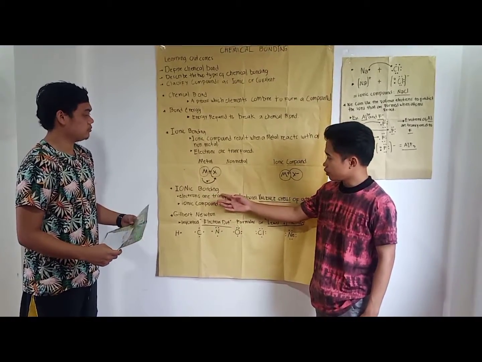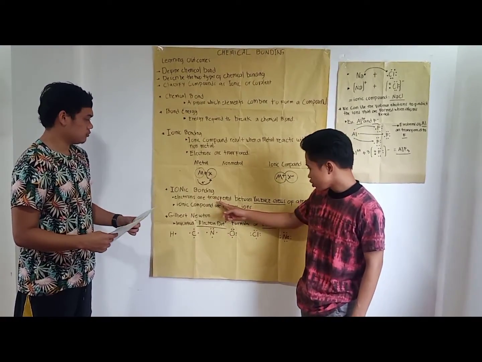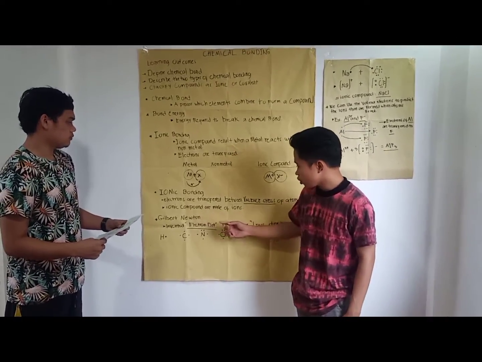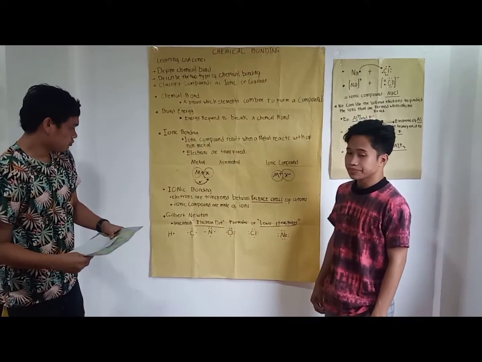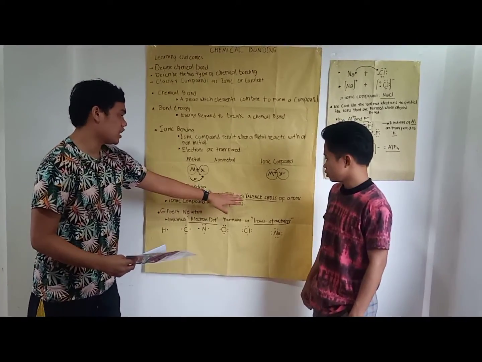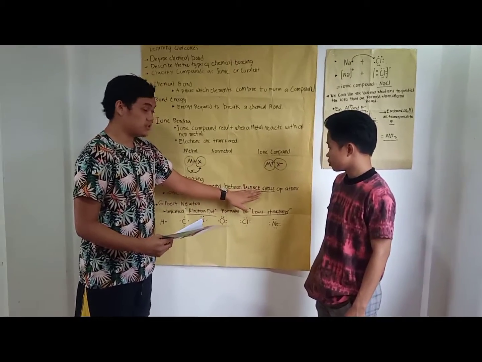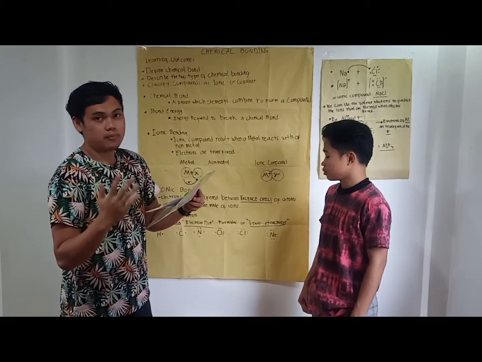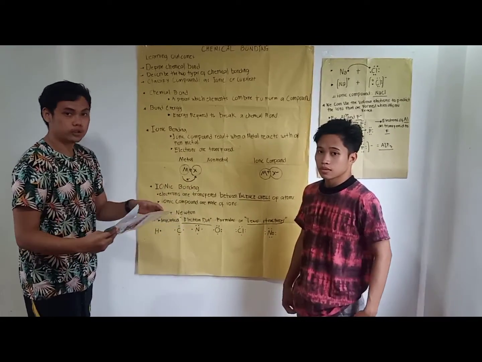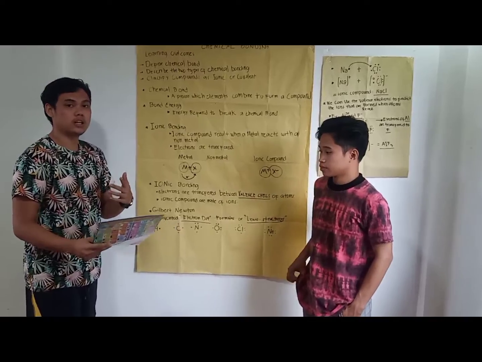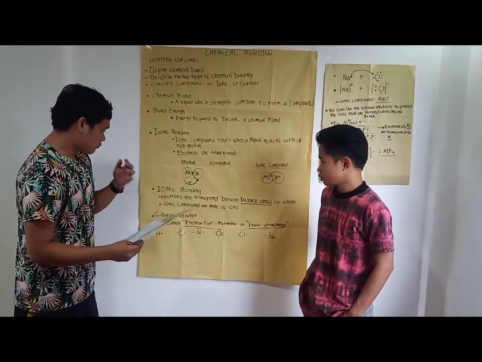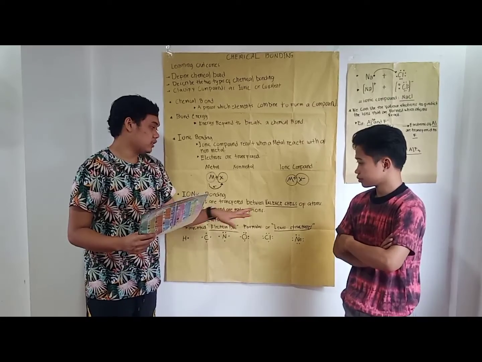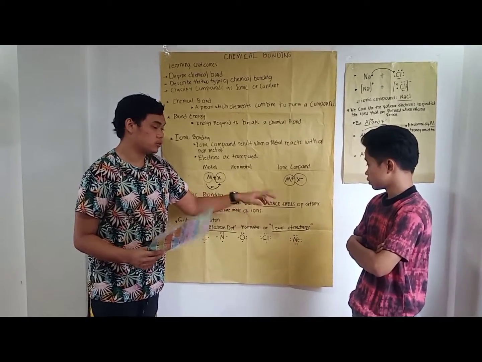This is the other definition of ionic bonding. Electrons are transferred between valence shells of atoms. Ionic compounds are made of ions. Valence shells are the outermost shell of every element of the periodic table. It is important to know the valence shells of every element when we combine them, so we know the valence shells of the two elements.